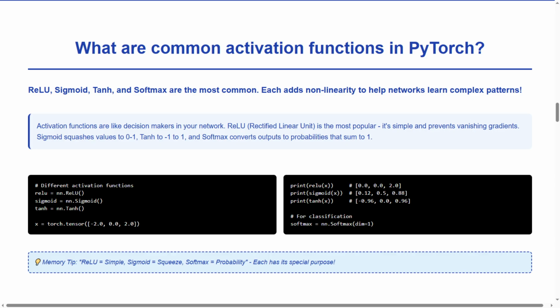ReLU is the most popular. It's simple and prevents vanishing gradients. Sigmoid squashes values to 0 to 1, tanh to -1 to 1, and softmax converts outputs to probabilities that sum to 1. Summary: activations add nonlinearity, enabling networks to learn complex patterns.